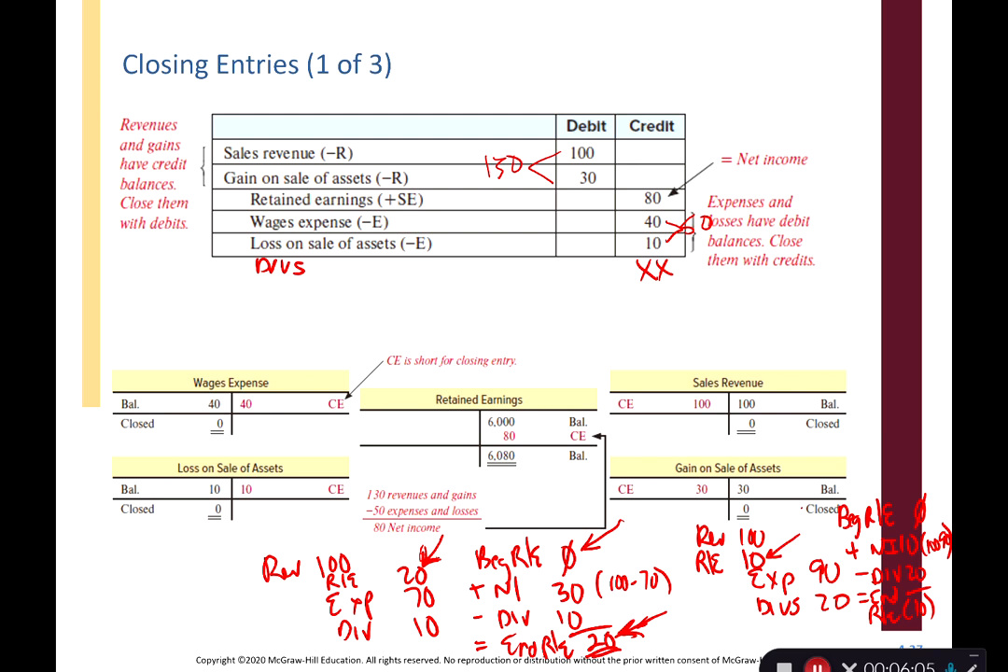So all you have to remember is get rid of your red accounts, revenues, expenses, and dividends. Yes, you have to remember that gains are like revenues and losses are like expenses. But to get rid of the accounts, all you do is the opposite of what makes them go up. Revenues and gains go up with credits, so to get rid of them, you debit it. Expenses, losses, and dividends go up with debits, so to get rid of them, you credit it. Then you just shove the difference to make the journal entry balance into retained earnings.